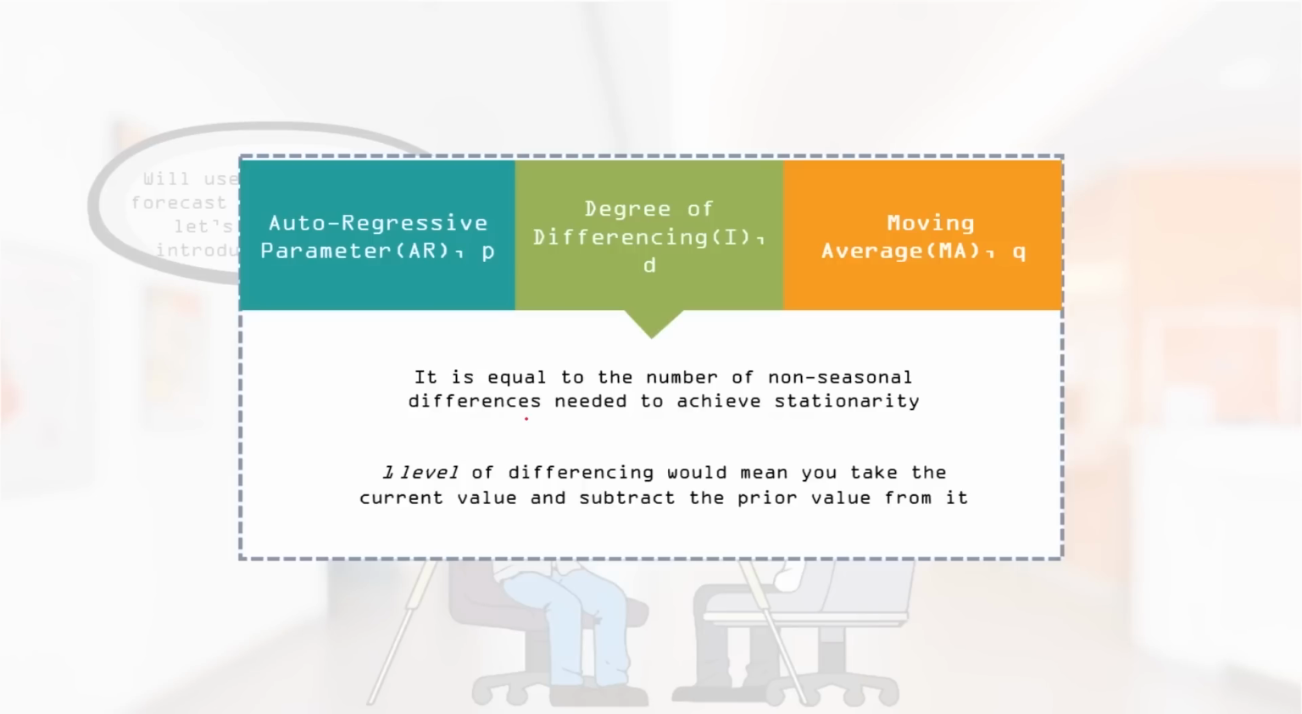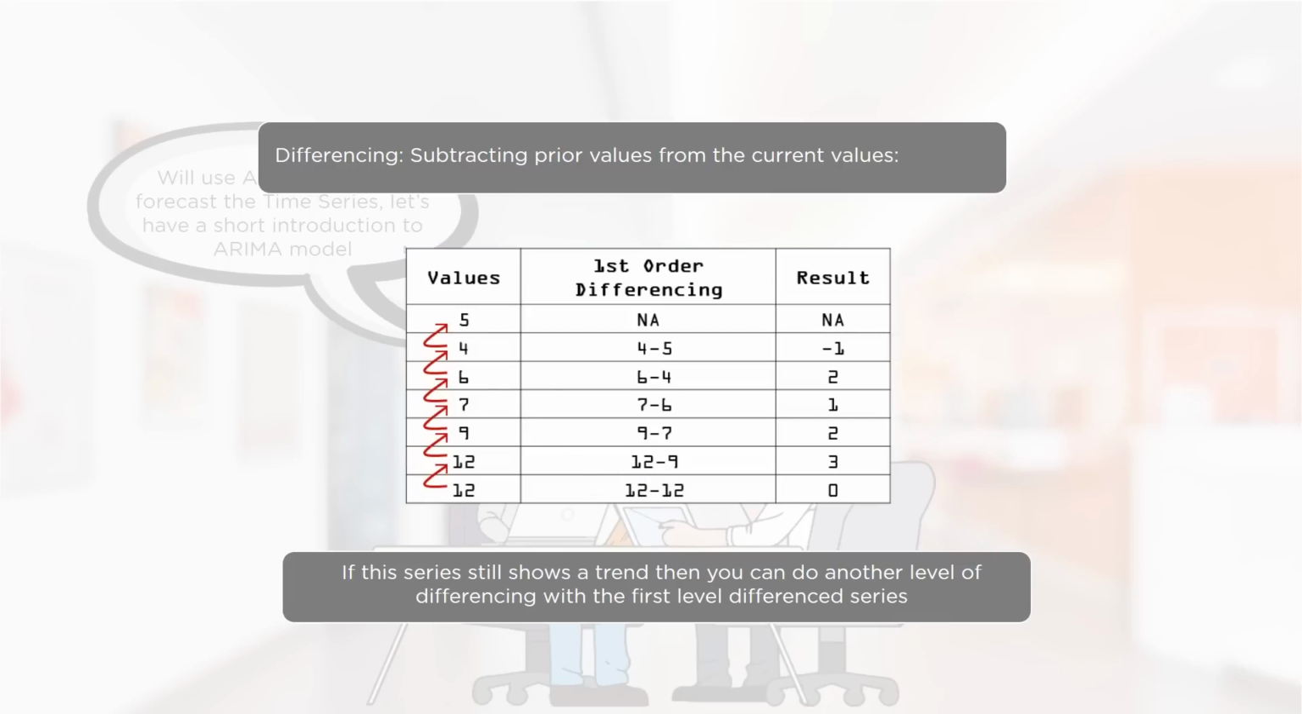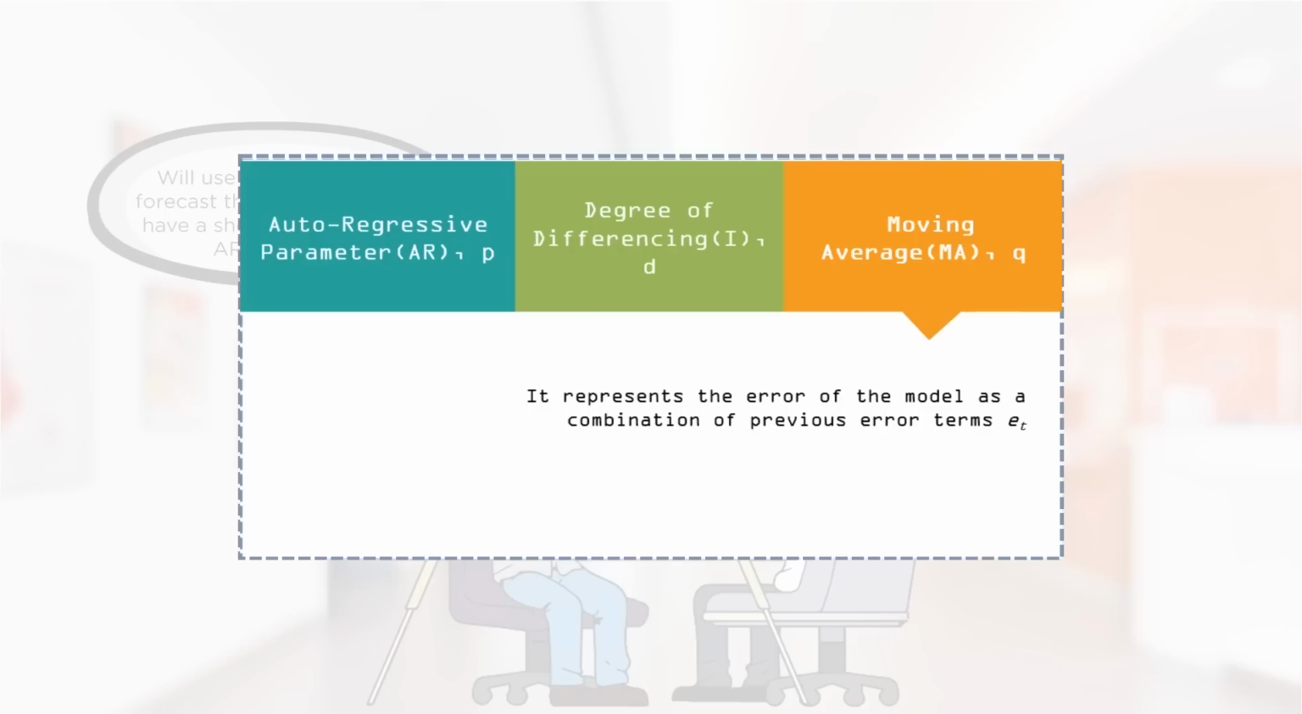Now what is D? D is the degree of differencing. Here differencing is for the non-seasonal differences, right? So for example, if you take the values given as 5, 4, 6 and so on, and you take the differencing of one value after another, like the next value minus the previous value, so 4 minus 5, this is known as first order differencing. So the result is minus 1. Similarly, 6 minus 4 is 2. 7 minus 6 is 1. So this is first order differencing, and here we call it D is equal to 1. Okay, and in the same way we can have second order, third order, and so on.